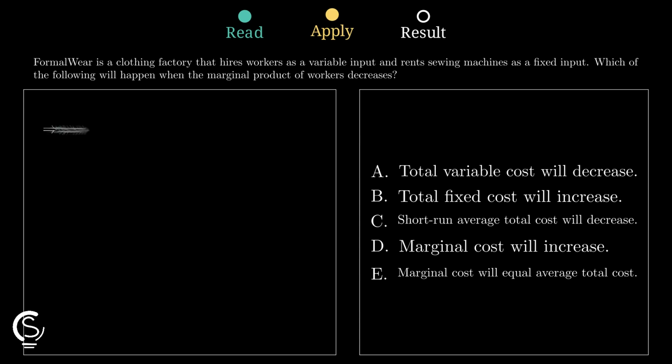This relationship is defined by the wage divided by the marginal product of labor. As that denominator gets smaller, the entire fraction grows, which means your marginal costs are definitely rising.